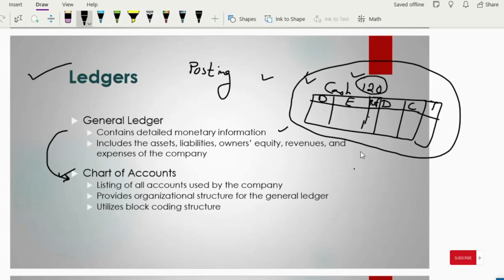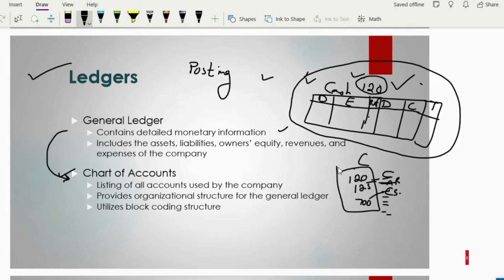by the companies. So as I said, the sequence number or the serial number assigned to the cash is 120. So in chart of account, all the accounts are mentioned and they have a particular number for them. Let's suppose cash is 120. Accounts receivable is, let's suppose, 125. Common stock, let's suppose, has a number of 700. So the chart of account is a list of all the accounts used by the company and with their allotted serial numbers.